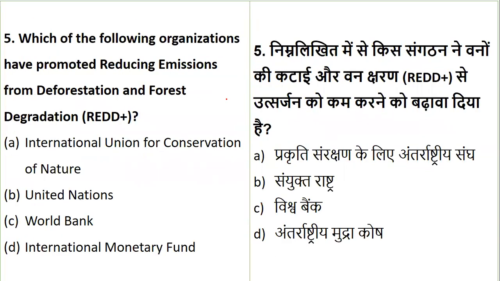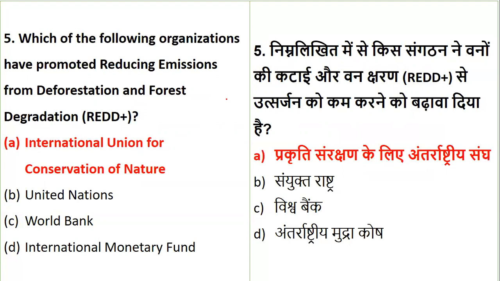Now we have question number 5. Which of the following organizations have promoted reducing the emissions from deforestation and forest degradation? It is International Union for Conservation, United Nations, World Bank, International Monetary Fund. Which of them has been promoted in order to reduce the emissions from deforestation and forest degradation? It's basically the International Union for Conservation of Nature.